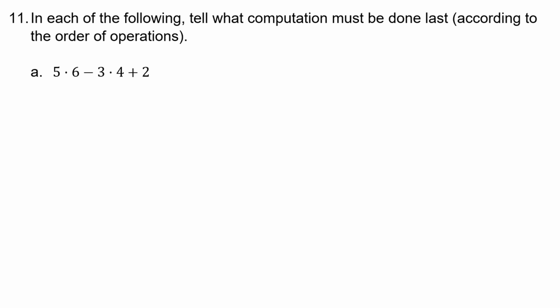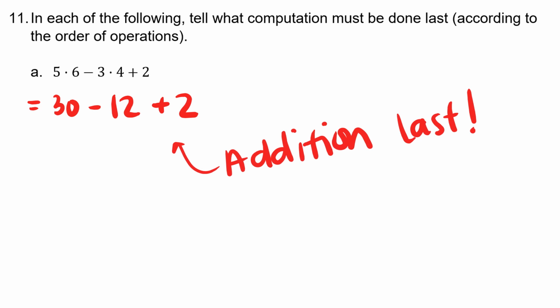So we've got 5 times 6 minus 3 times 4 plus 2. All right, so I'm going to start by doing my multiplication. 5 times 6 is 30. 3 times 4 is 12. So we have 30 minus 12 plus 2. So the computation that must be done last would be addition, since subtraction and addition are completed left to right.